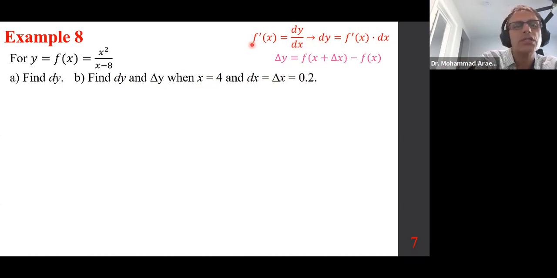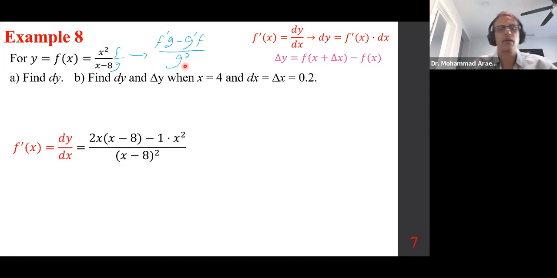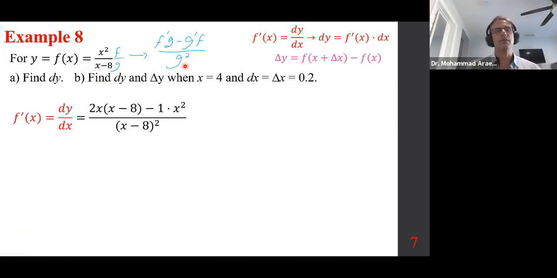The very first step is just differentiate using the quotient rule. So I'm going to write this as f over g, the derivative of a quotient: f prime g minus g prime f over g squared. It means the derivative of the top, which is 2x, times the bottom, minus g prime, the derivative of the bottom, which is simply 1, times the top, which is x squared, and just write the bottom in parentheses and square it. So there's not much you have to do for the denominator.